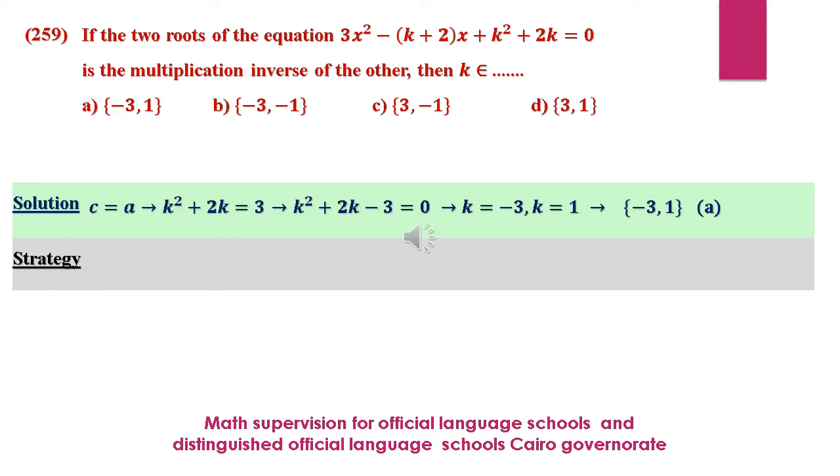So k squared plus 2k minus 3 equals 0. Solving this second degree equation by factorization, or any other available method, we get k plus 3 and k minus 1. So k will be equal to negative 3 and k will be equal to 1. So the solution here will be negative 3 and 1.